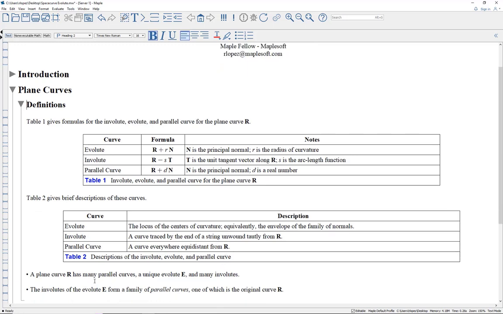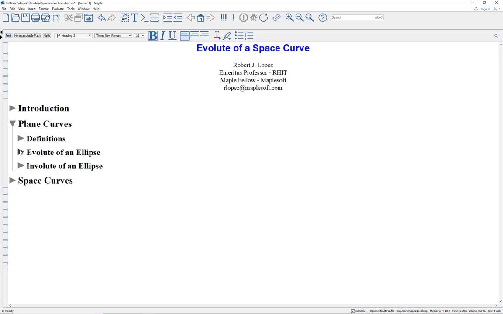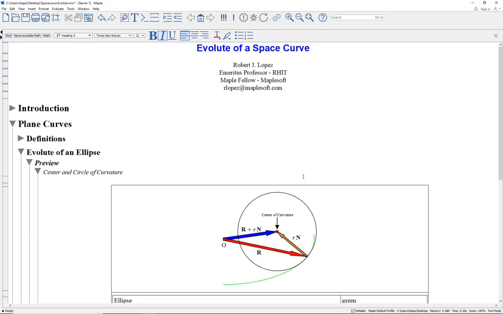So a plane curve would clearly have many parallel curves, but it has a unique evolute, but it has many involutes. The involutes of the evolute form a family of parallel curves, one of which is the original curve R. Let's make this clear by looking at the evolute of an ellipse. We'll begin with this picture.